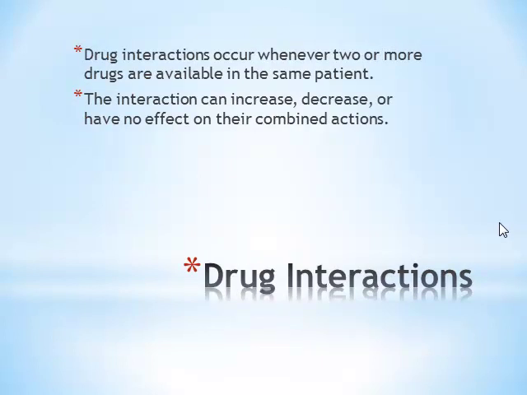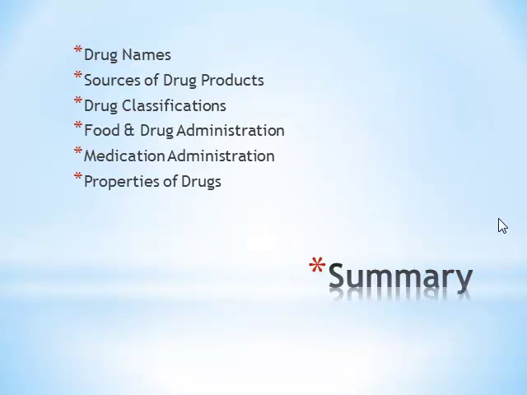What are drug interactions? Is when 2 or more drugs are available in the same patient and the interaction occurs. And it can be a positive effect, a negative effect, or really have no effect on the actions. So to summarize, we kind of went over drug names, sources, classifications over the last couple of lectures, the Food and Drug Administration, administrating of drugs, and properties of drugs.